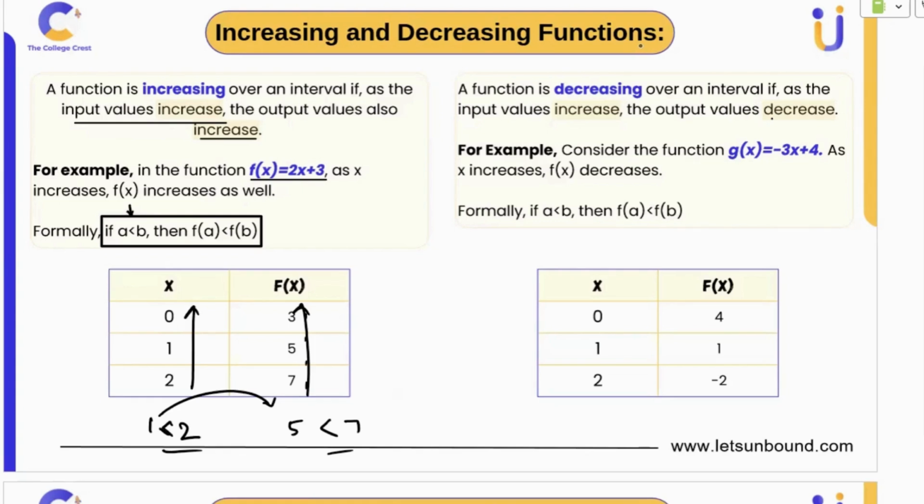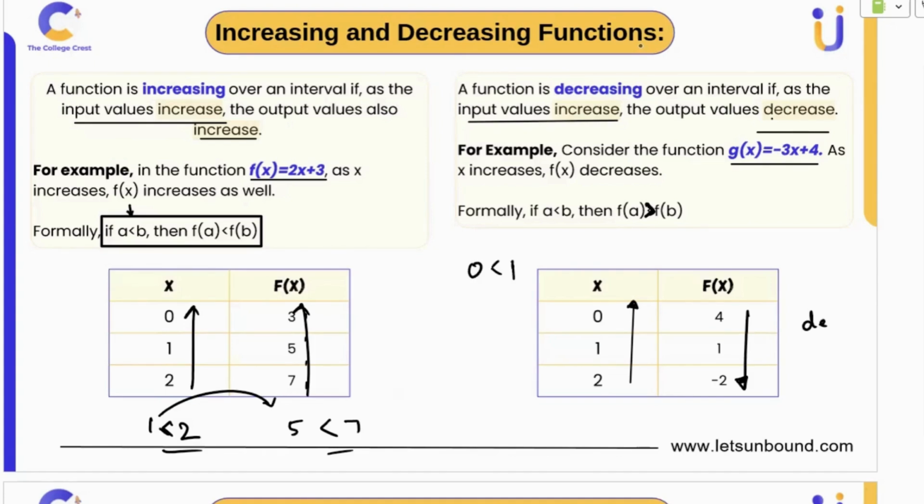Decreasing means if your input increases, but the output decreases. This is one such function example. Formal definition: if A is less than B, f of A will be greater than f of B. So you increase the x values, but your output, f of x, is going down. This is a decreasing function.